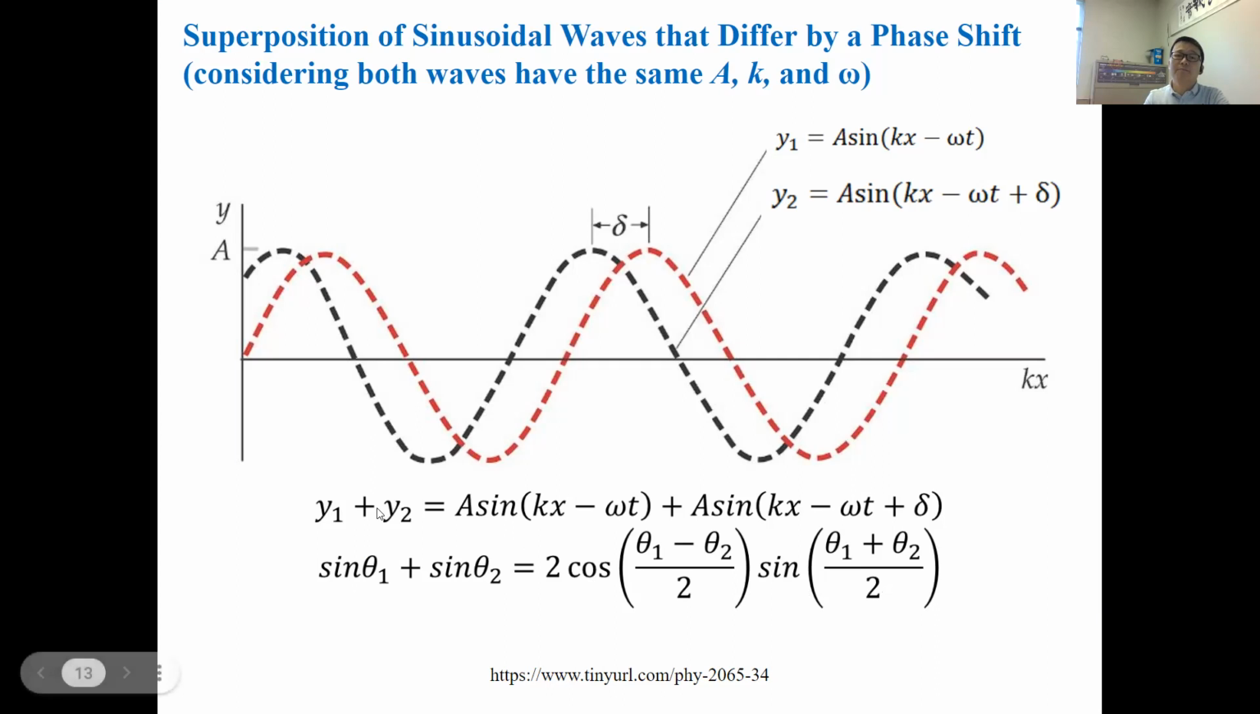So then for y1 plus y2, because A and A is the same, you can factor that out. So then it will be sine of this plus sine of that. The difference of these two will give you delta, divided by 2. Now you'll see that you'll get a minus delta, but cosine of minus delta is the same as cosine of positive delta, so it doesn't matter. So you'll end up with twice cosine delta over 2, and sine of, kx plus kx will be 2kx, but divided by 2, then you still have kx minus omega t plus delta divided by 2.